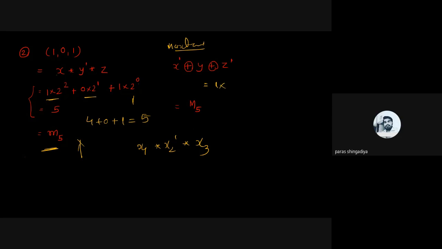So dash means 1 in the max term, so it is 2 raised to 2 plus 0 into 2 raised to 1 and plus 1 into 2 raised to 0. So the total gives 5 again, therefore it is M5. Clear? And then after the third one, all are 1, okay. So let us check it.